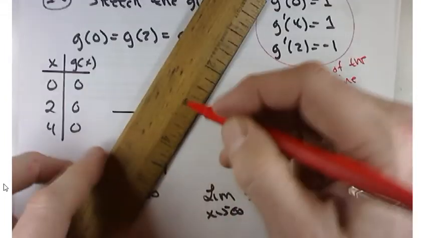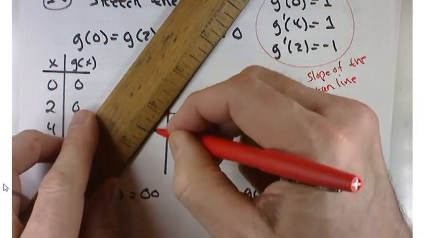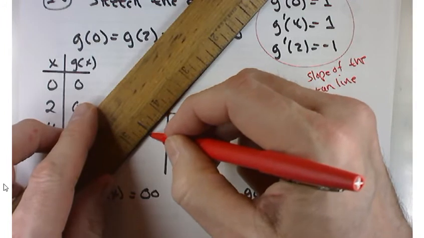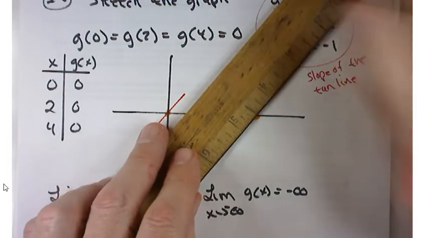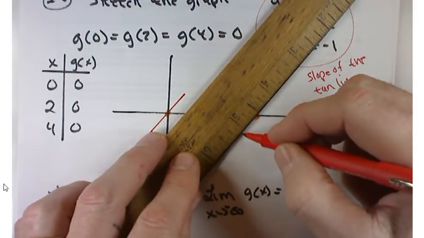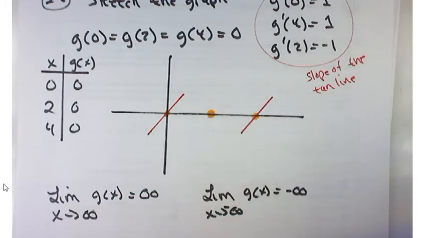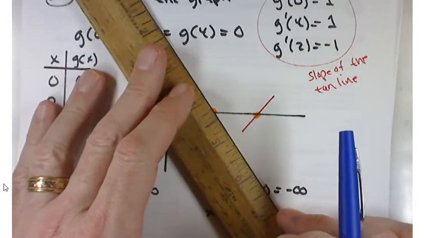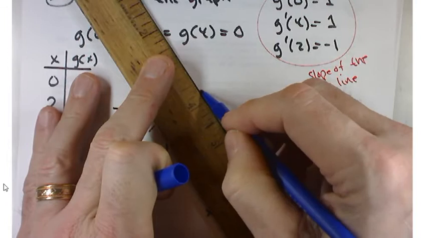So I'm going to have something. So the function, at least at 0, is doing this. It's increasing with a slope of 1. And the same thing's true over here at 4. It's increasing with a slope of 1. Or at that point, the tangent line has a slope of 1. Now we got to deal with another point. Slope of the tangent line here is negative 1. So it's going to be kind of opposite of that. So something like that.